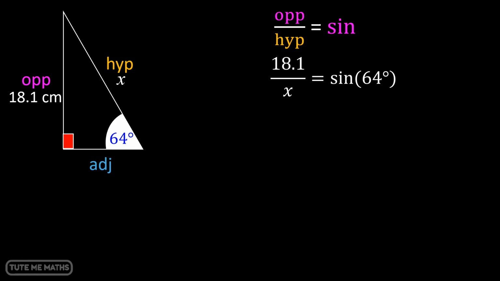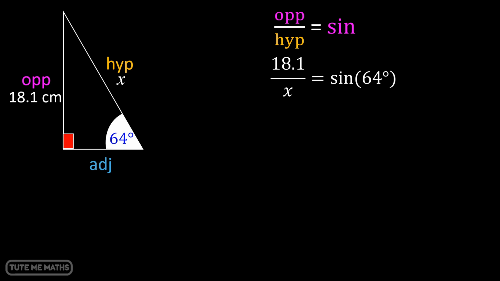The opposite side is provided, and it equals 18.1 centimeters, so it goes on top of the fraction. This means the hypotenuse, x, goes on the bottom of the fraction. It still equals sine of the angle, which is 64 degrees.